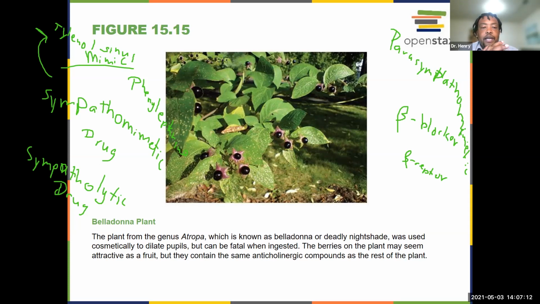And if you look at the berries themselves, they look like very edible berries, and they basically contain anticholinergic compounds, and that, like I said, kind of gets you a little bit of a high, and at the same time causes your pupils to dilate for rituals and stuff like that.